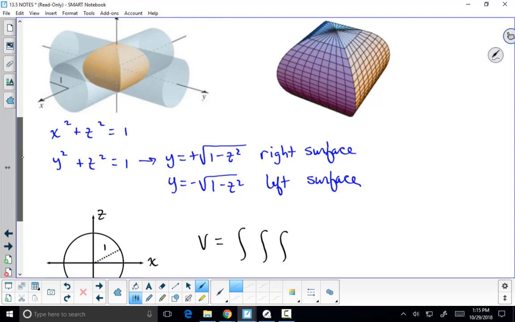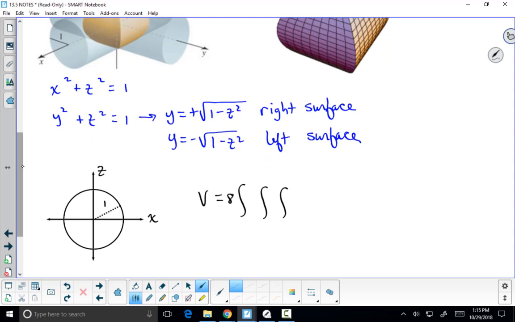So let's do that. We're going to multiply by 8. So we're just going to go with octant 1. And over here, we're going to figure out our order. The dy is determined already.